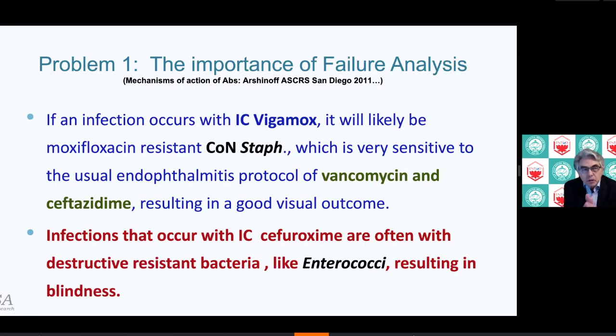But there are three problems with this whole field. The first is that you don't want to use a drug for prophylaxis when the drug that you're going to use to treat endophthalmitis is from the same family and has the same mechanism of action. So if infection occurs with intracameral Vigamox, it's usually coagulase negative staph, but that responds very quickly to vancomycin and ceftazidime that we use to treat endophthalmitis because they're different classes with different actions of drugs. But if we get an infection when we use cefuroxime and we go treat it with very similar drugs, both of which act on cell wall synthesis, it tends not to be effective. And that's why enterococci, when they occur as endophthalmitis, usually blind the patient's eye.